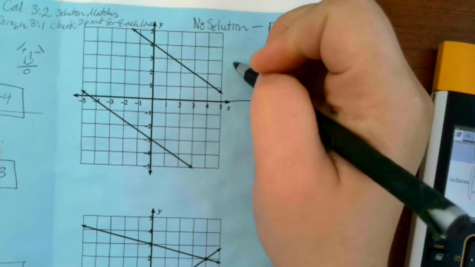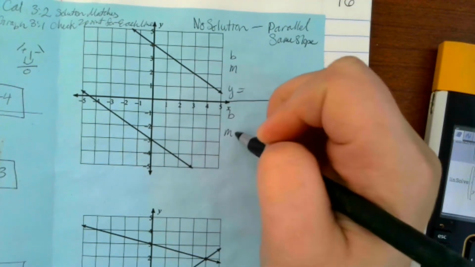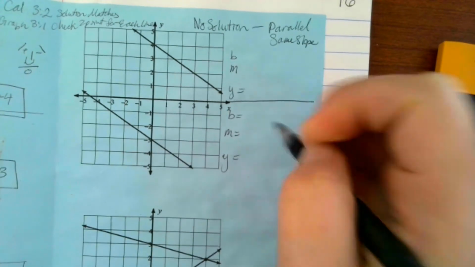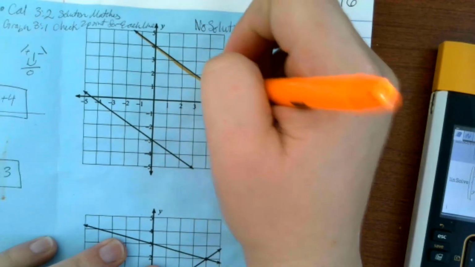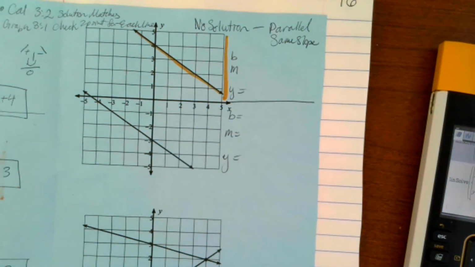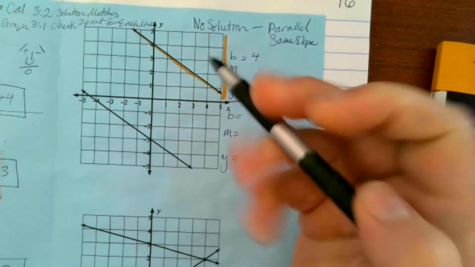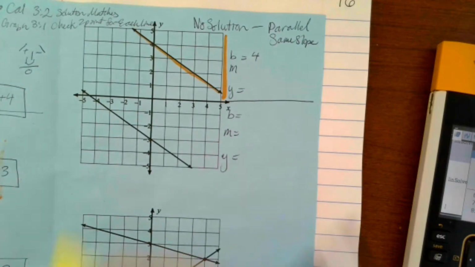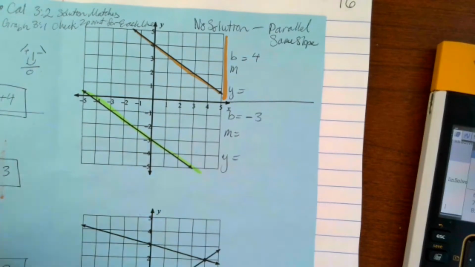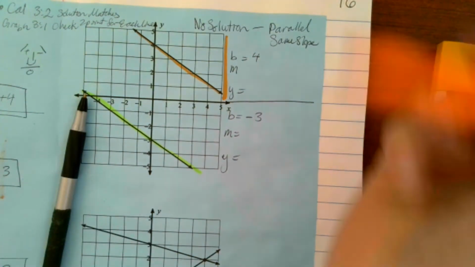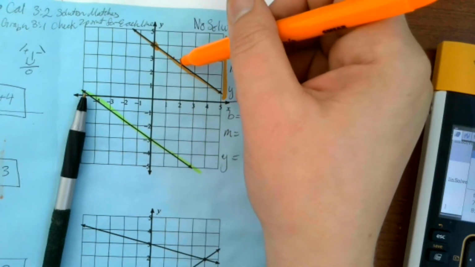So let's go. I need to find my intercept. I need to find my slope. I need my equation. Intercept, slope, equation. Intercept on the orange line, +4. Intercept on the yellow line, -3. Slope, I'm using this 4. Nope, nope, nope, yup.